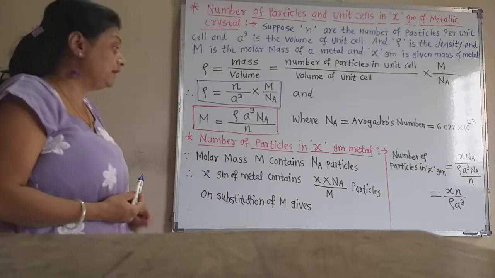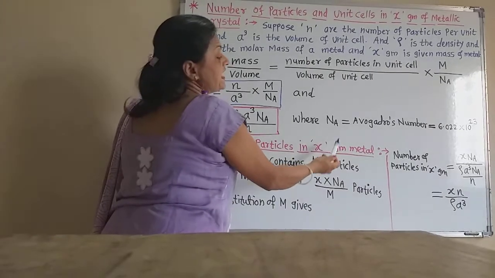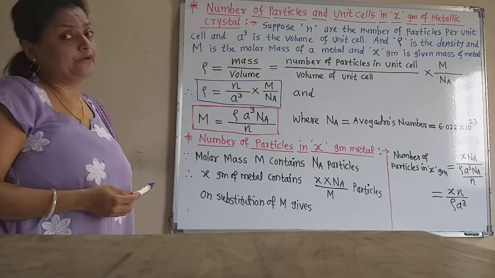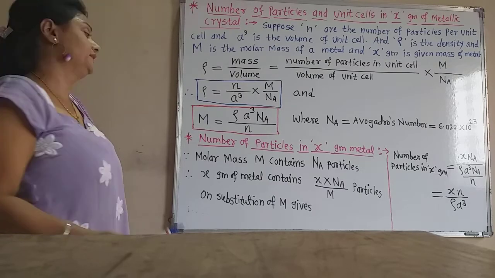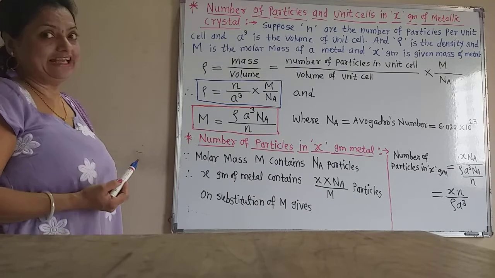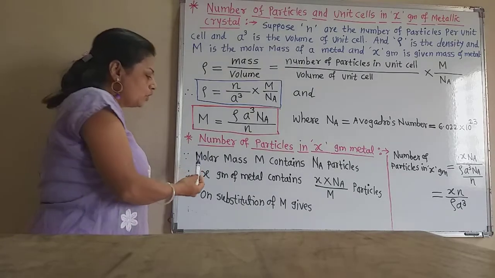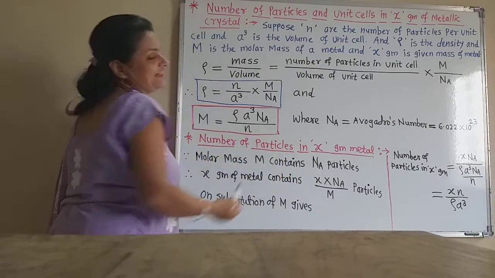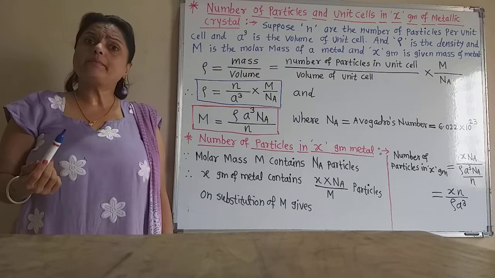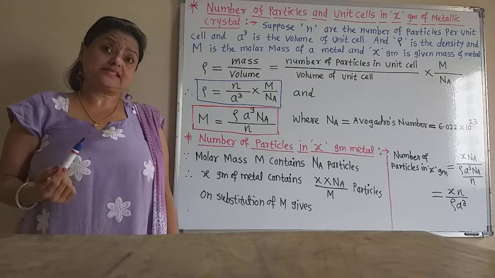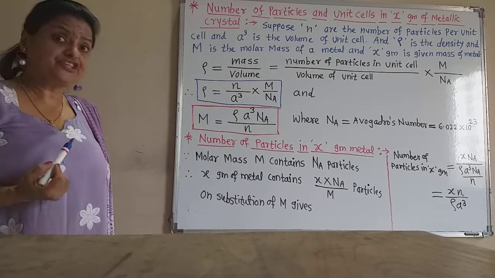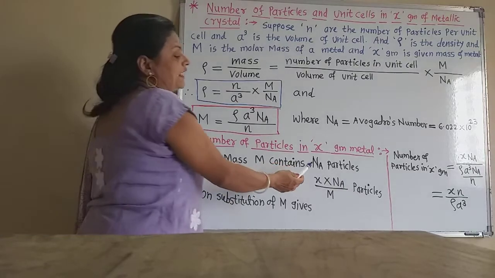Now let us calculate the number of particles in x gram of metal, because we have to calculate the number of particles in x gram and the number of unit cells in x gram. So first calculate the number of particles in x gram of metal. From which formula can this be calculated? Let us learn. Now the molar mass capital M contains Na particles. We know that any given element has the molar mass M, and the molar mass of each element always contains how many particles? Avogadro's number of particles.